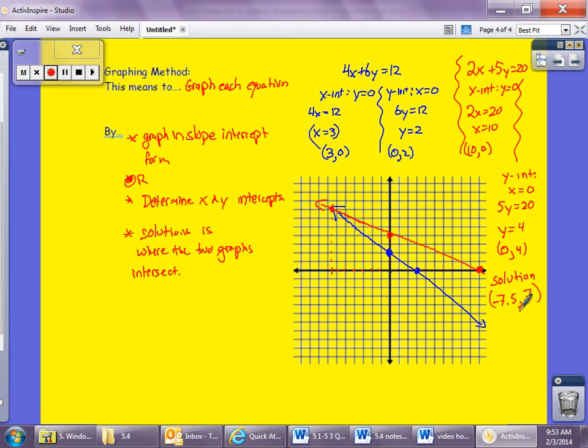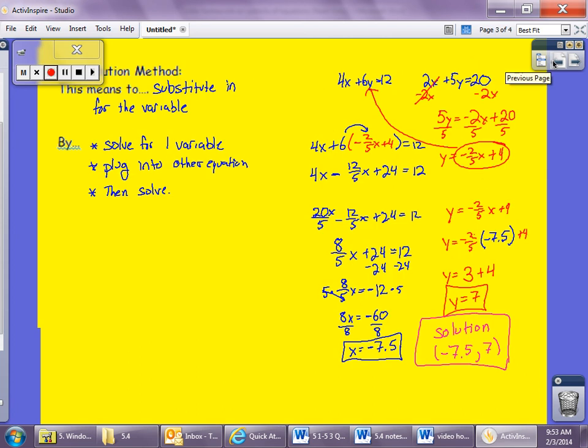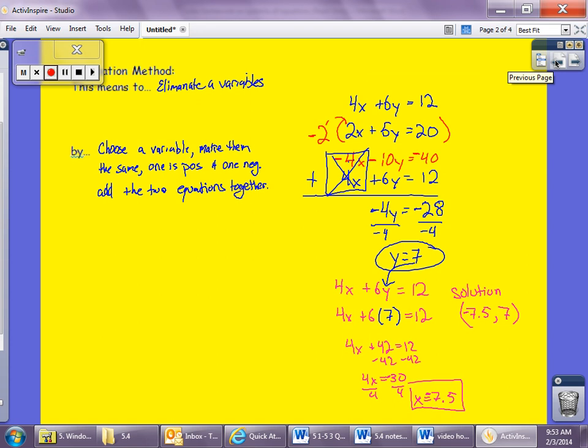So if you notice, we got the same solution for all of these. These are just 3 different methods to solve the same equations. We have graphing, where we graph them. We have the substitution method, where we solve for one of the variables and plug it back in. And then elimination is when we get rid of one of our variables to solve it.